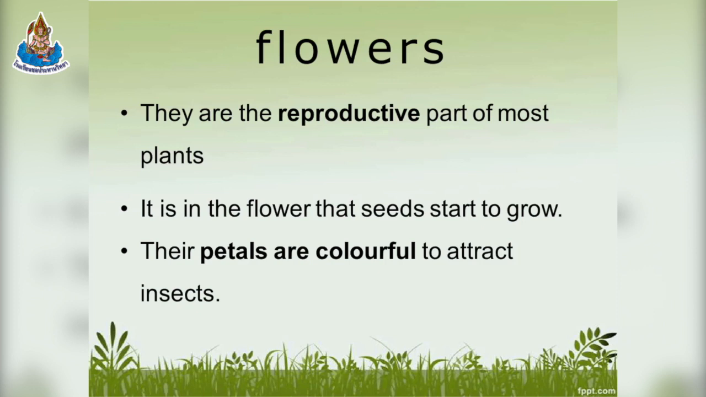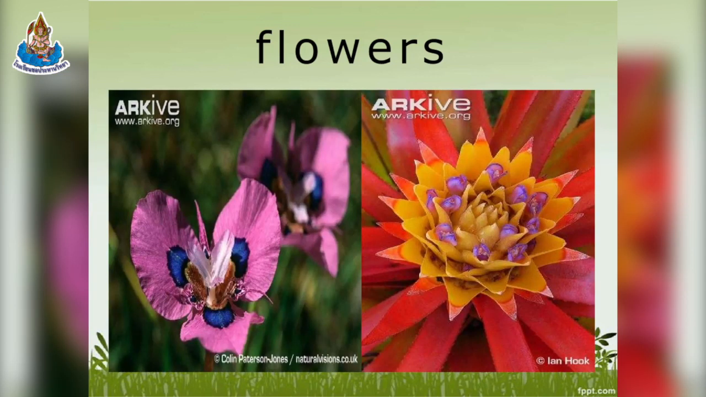Another plant part is the flower. So flowers are the reproductive part of most of the plants. So it is in the flower that seeds start to grow, and their petals are colorful to attract insects. That's the reason why petals have different colors, mainly to attract insects. So flowers, as we know, have different colors, different shapes, again, to attract insects.